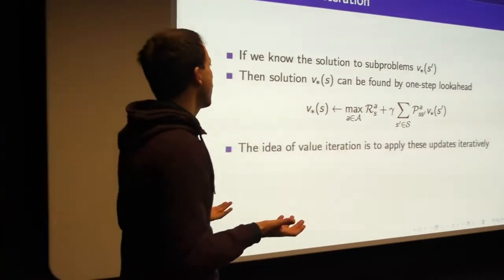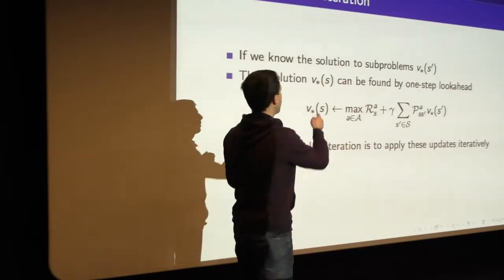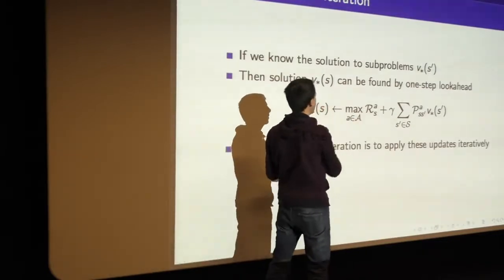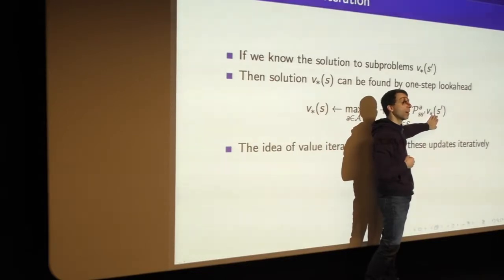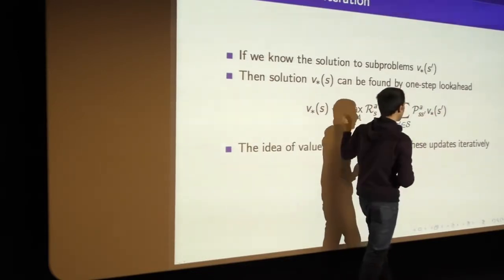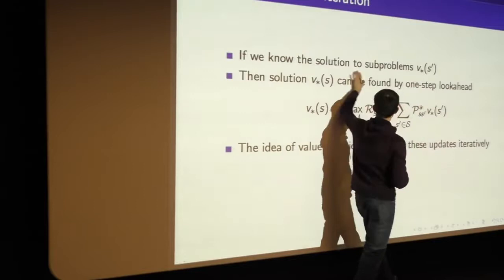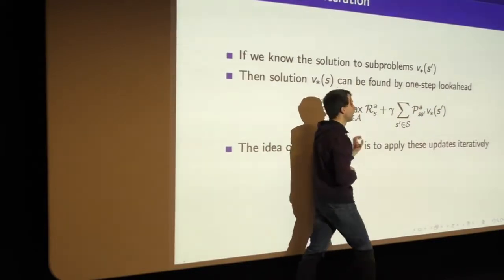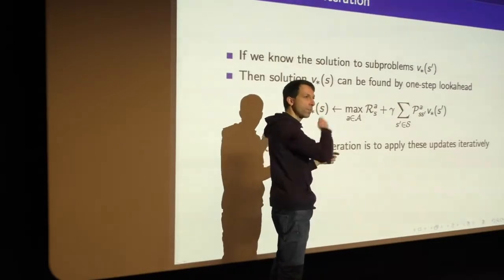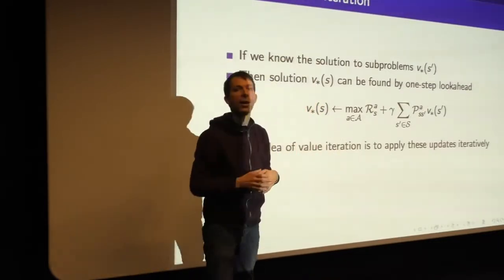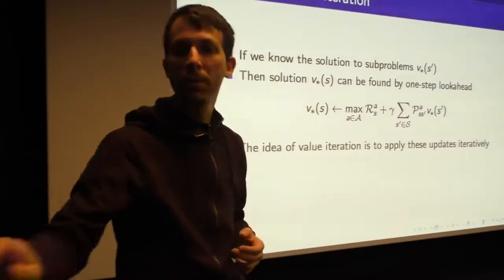The idea of value iteration is just to apply this update again and again. Instead of someone telling us the optimal solution from S prime, we're going to find this iteratively by starting with an arbitrary value, backing this up to give us a new value function, plugging in that new value function, backing that up to give us a better value function, and so on. We're going to just iterate this process, and again, we're going to see that this converges on the optimal value function.